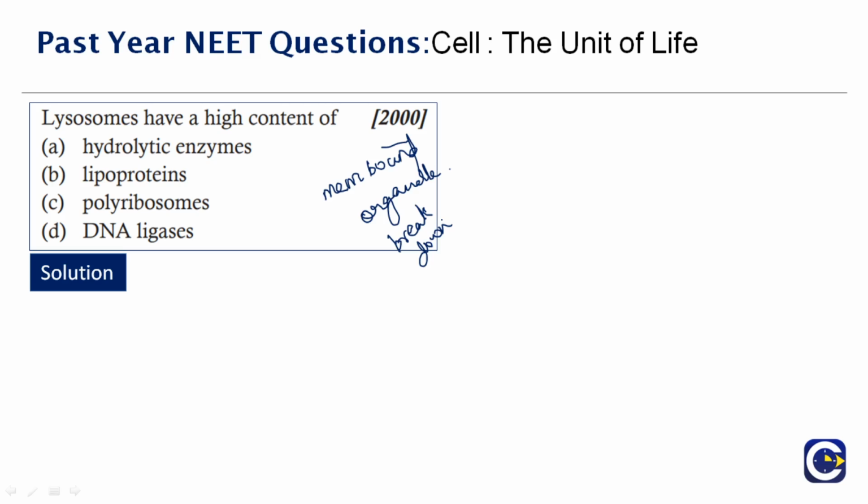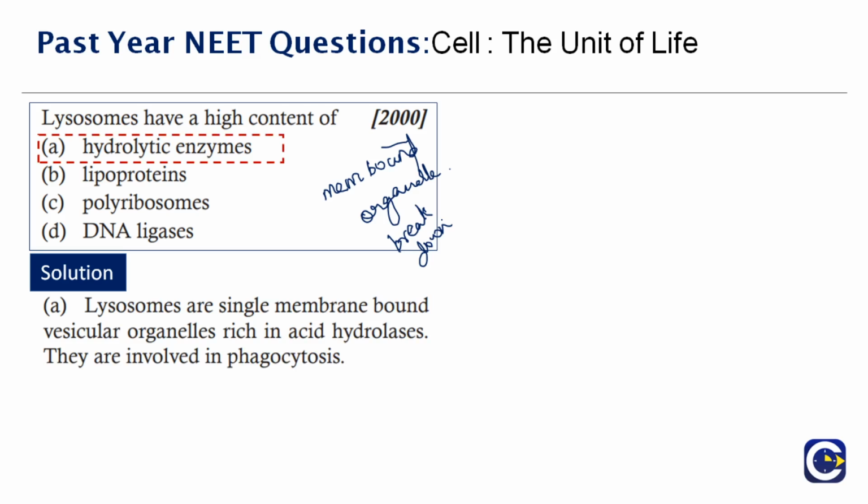A, hydrolytic enzymes. These lysosomes are single membrane bound organelles. I already asked you during this solution part, do they contain a membrane or not? They have a membrane, but it's a single membrane. They are rich in acid hydrolases. So that is why lysosomes have a high content of hydrolytic enzymes. Therefore, the correct answer to this question is option A, hydrolytic enzymes.